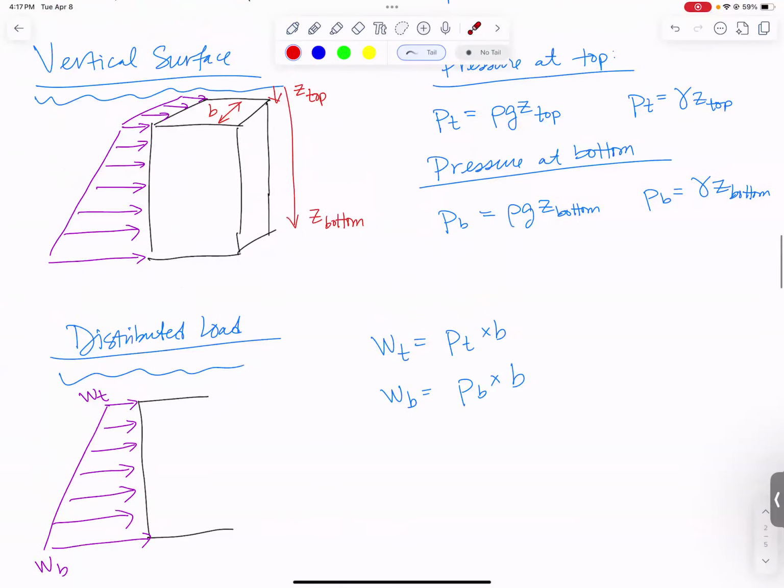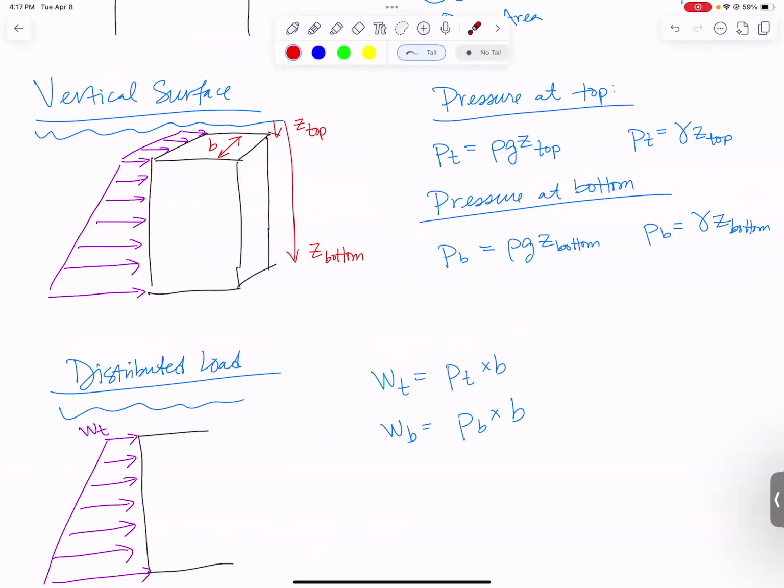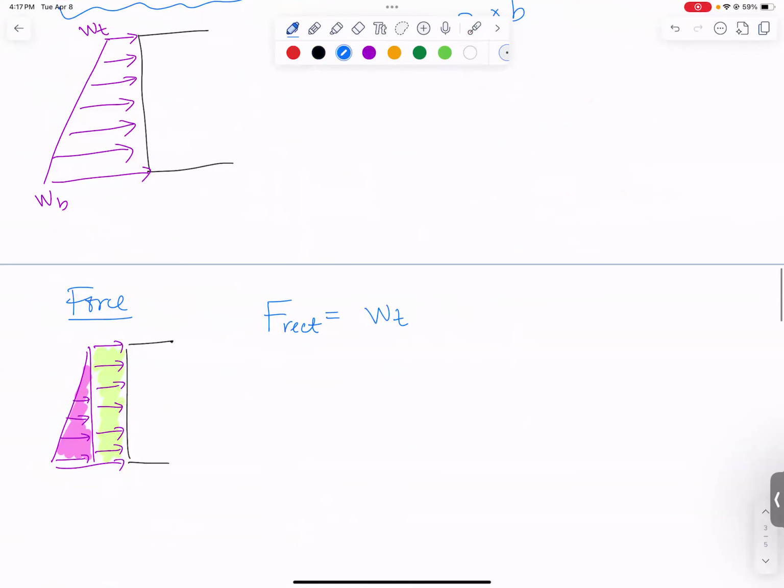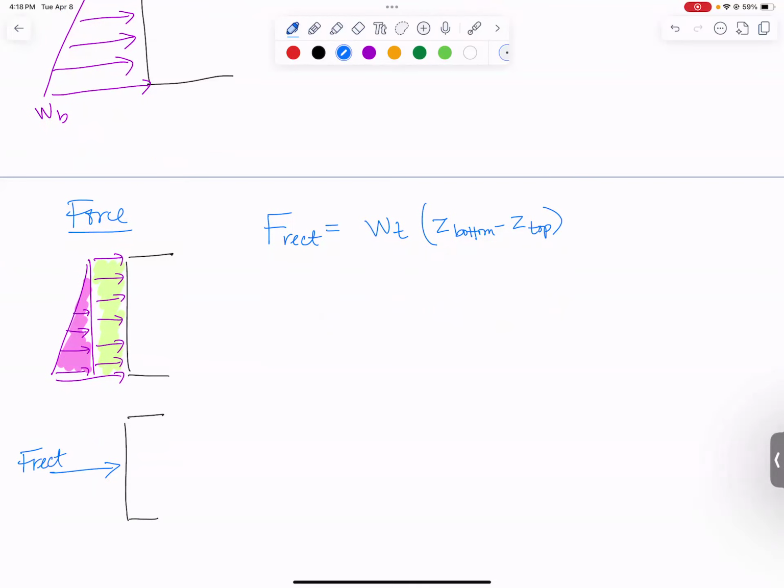That's the depth. Well, wait, we actually can calculate that. We know that the top was Z top below the surface, and this is Z bottom. If I just subtract those two, I will have this dimension. So I'm going to multiply this by Z bottom minus Z top. I'm assuming that Z gets bigger as you go deeper, because that's usually how we do submerged things: we have the depth underneath the surface as being big and positive when you go deep. So there's the force from the rectangle. Where is it going to act? Exactly halfway down.